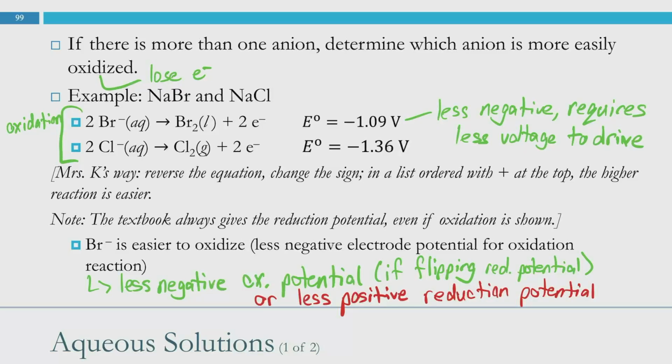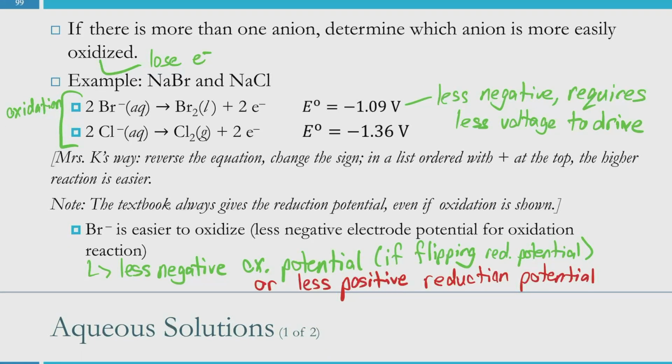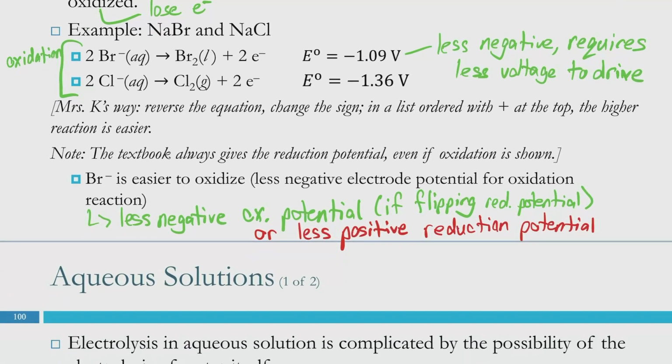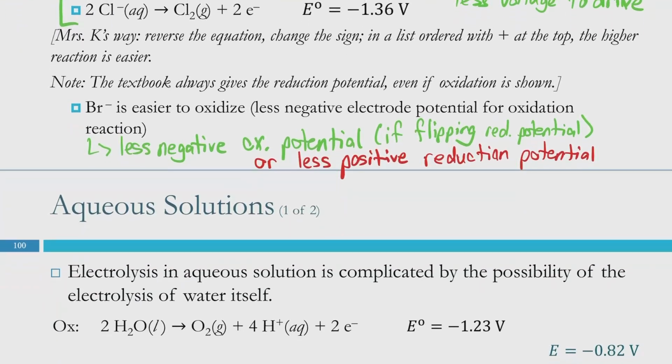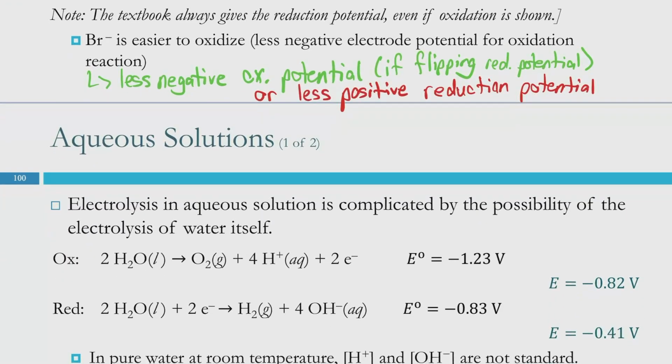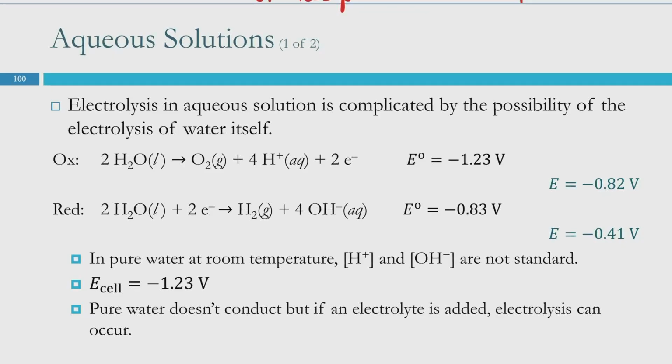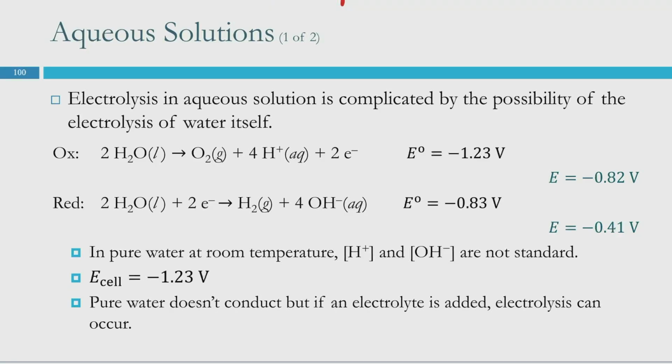The book will give you the reduction potential even if it's showing oxidation, or if you know that it's the one that's going to be oxidized. So you will have to do a little bit of critical thinking to figure out what you need to do. We don't just have molten salts. Molten salts are a little bit easier because it's just the salts. We also have aqueous solutions. I think we're more likely to encounter aqueous solutions.